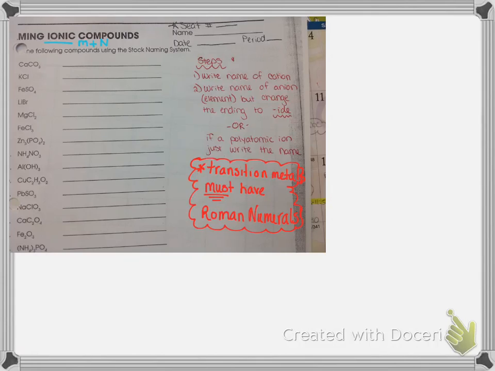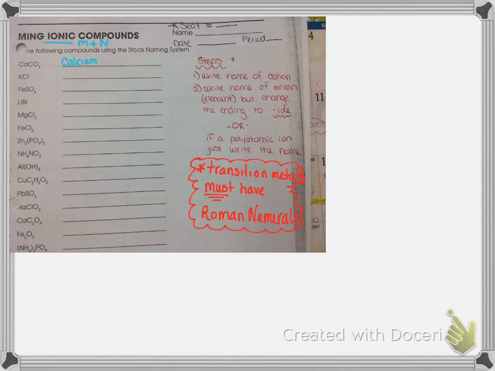So let's look at problem number 1, CaCO3. Now if you look over on the side, I have the steps written out. So the first step is look at your first element. You have Ca, and you just need to write the name of that element. That's the cation. The cation always comes first. So the name of the element Ca is calcium. Hopefully we know that, but if not, it's on your periodic table.